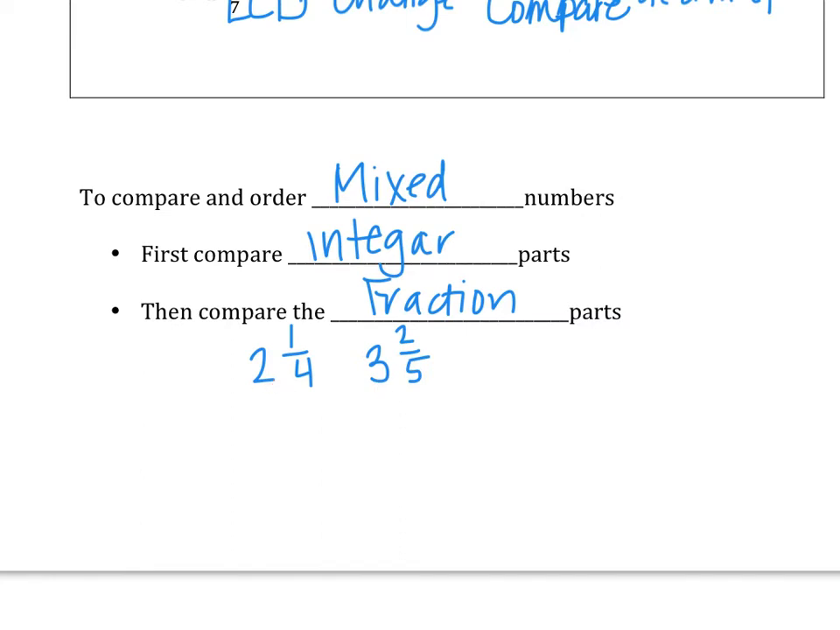If, for example, it was 3 1/4 that we were comparing, then we would take a look at our first numbers, which is the 3 and the 3, and we would see those are the same, so that doesn't help us out. Then we would go to the fractions and compare them, and then we would be able to determine which of these two numbers was bigger.